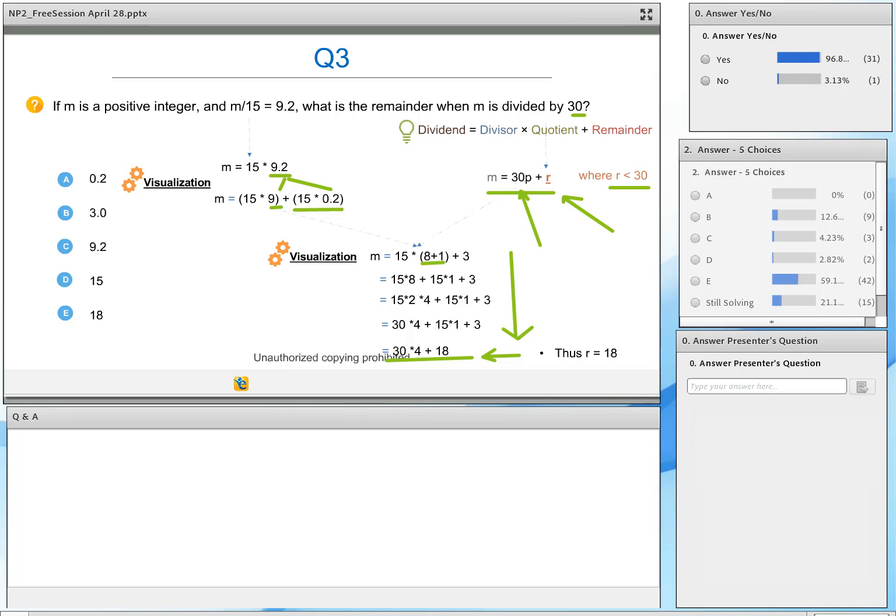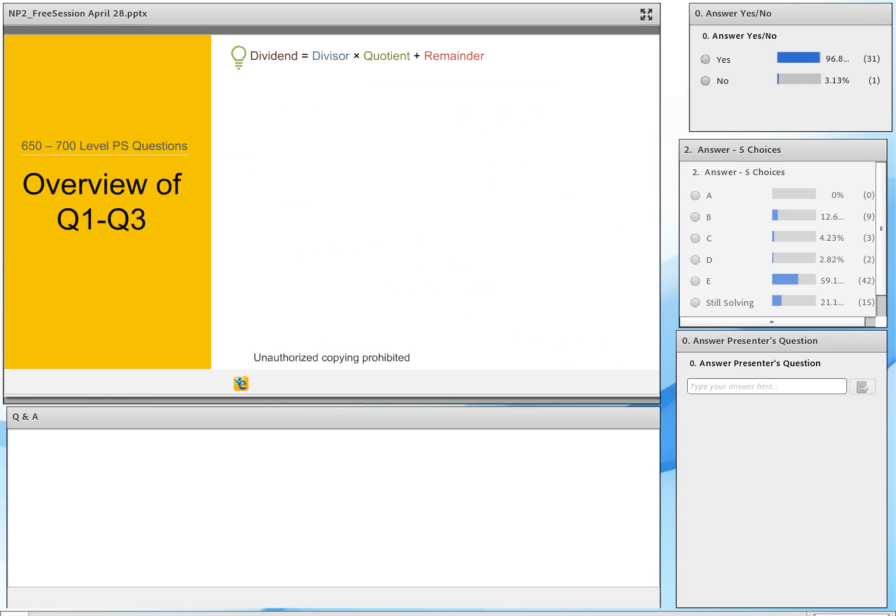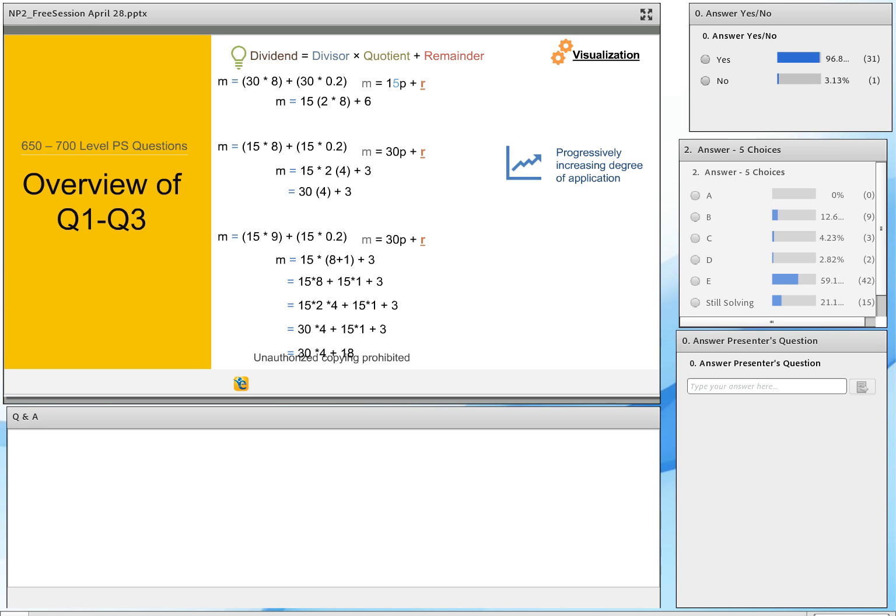All right. So let's move on to the end of this. So let's just wrap this section up. Basically, over here, all we did was we applied our visualization, and here we have summarized the three questions. The method is exactly the same. The intent is exactly the same. It's just that as we move from question 1 through question 3, the degree of application increased. Okay, that's what was happening over here.